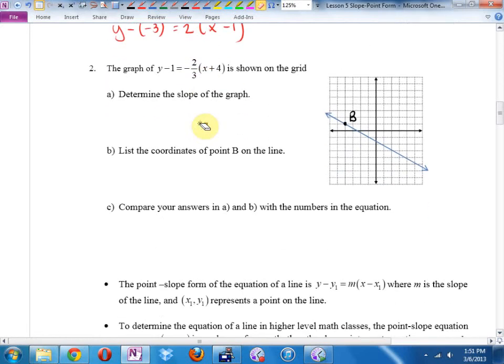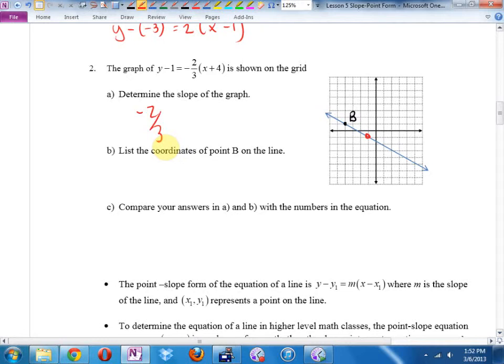Number 2 says the graph of y minus 1 equals -2/3 bracket x plus 4 is shown on the grid. Find, I wrote, the slope. Well, let's use point B and that point right there. What is the slope, rise over run? Is that surprising when you look at the original equation? No, I saw it coming.